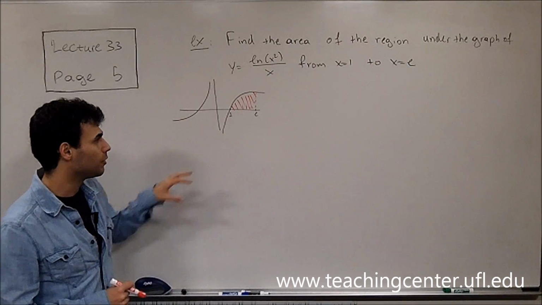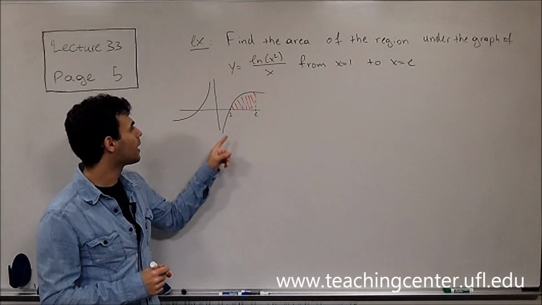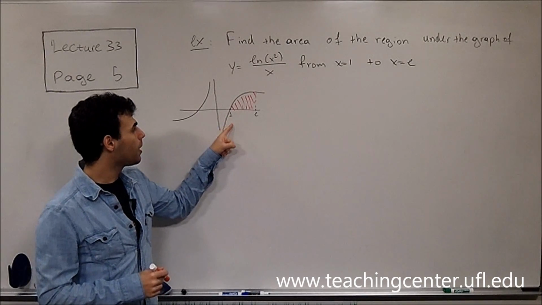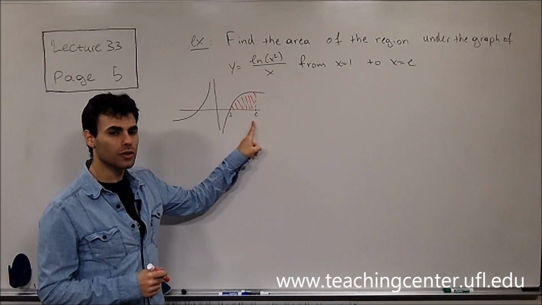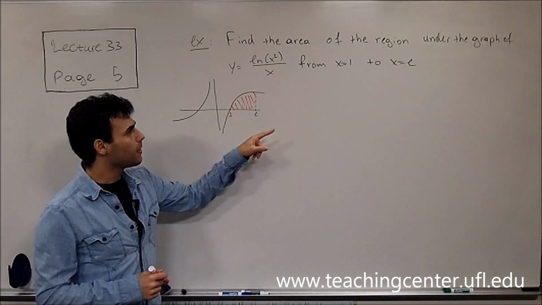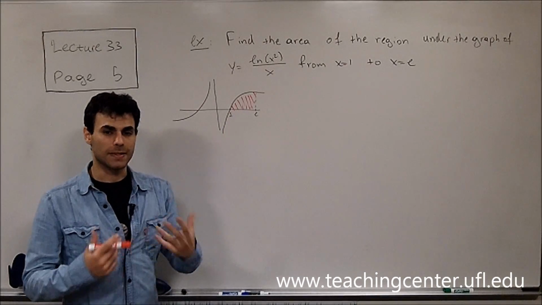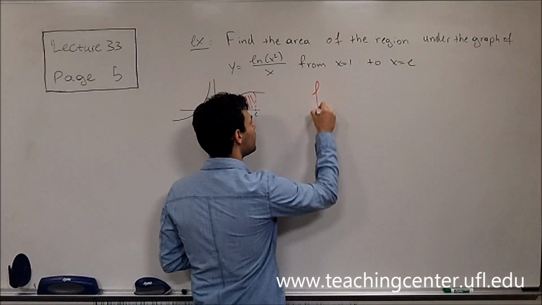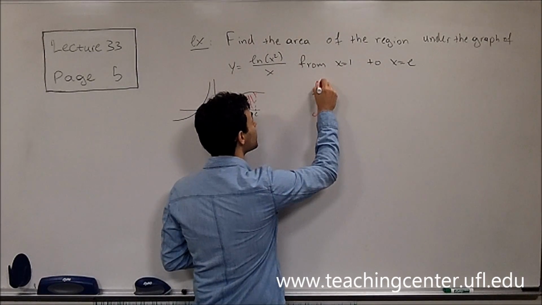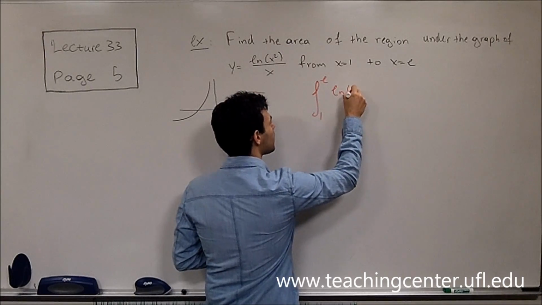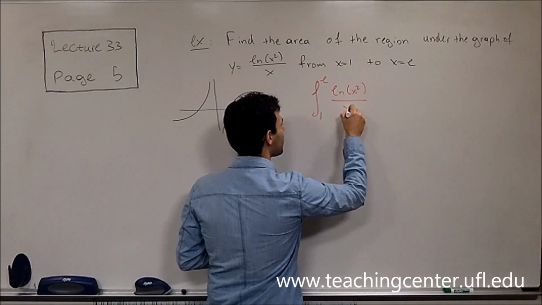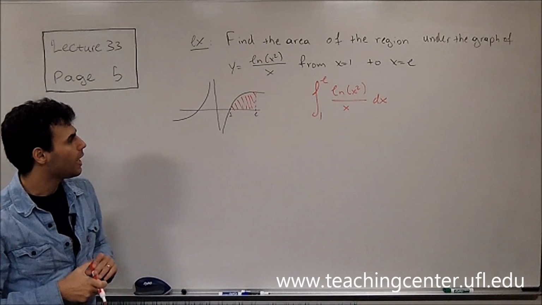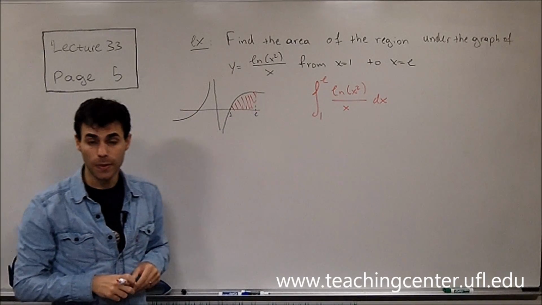You can't really do it by hand; you need a calculator or a computer. But still, you notice that in the interval 1 to e, your function is positive. So the area under the graph is the same thing as the definite integral. So what we really need to find here is the definite integral from 1 to e of ln of x squared over x dx. And this is easy to do with a u substitution.